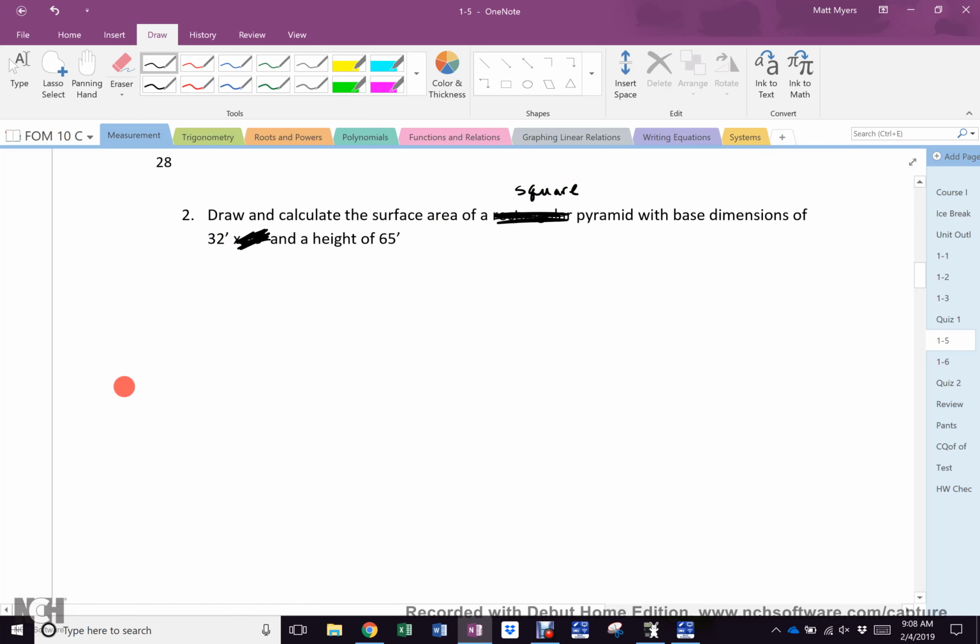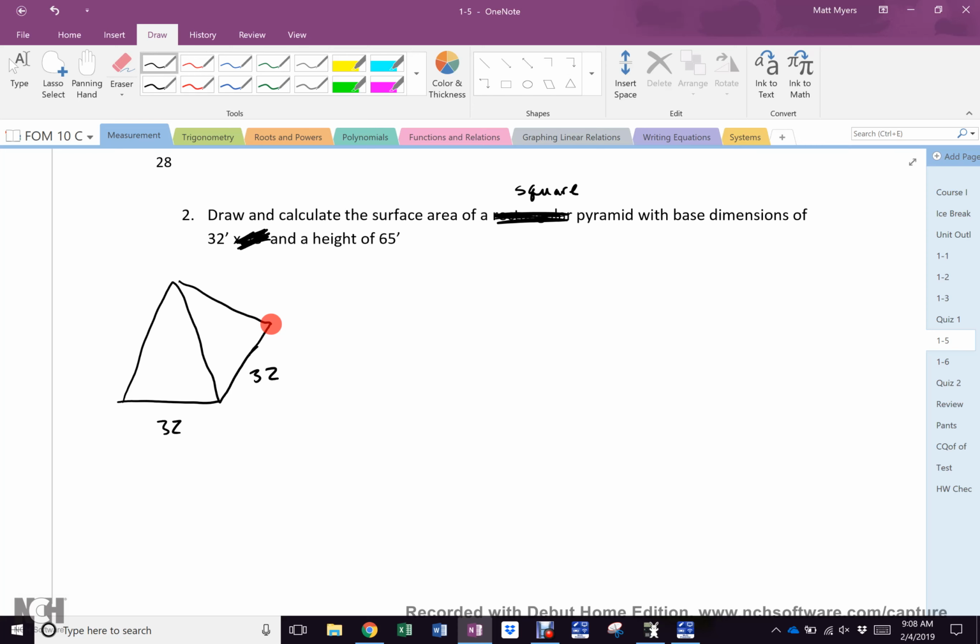So that means our base, the shape we start from, is a square, yes? How big is it? 32 by 32. Agreed? Okay. And then I get these triangles. Yes? It's a pyramid. Everybody cool?